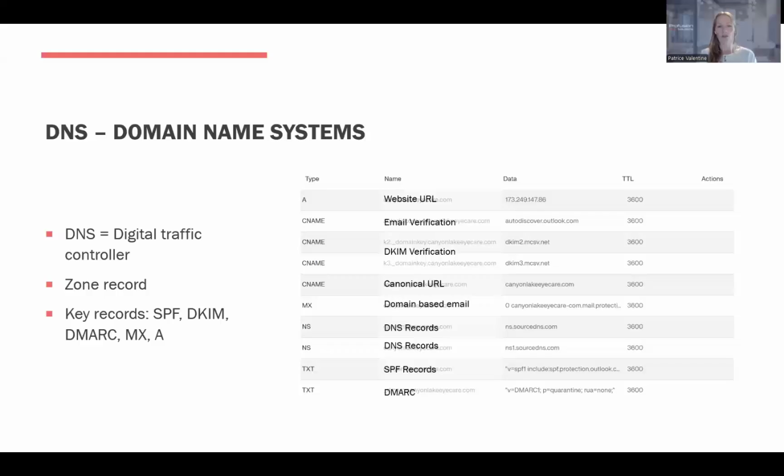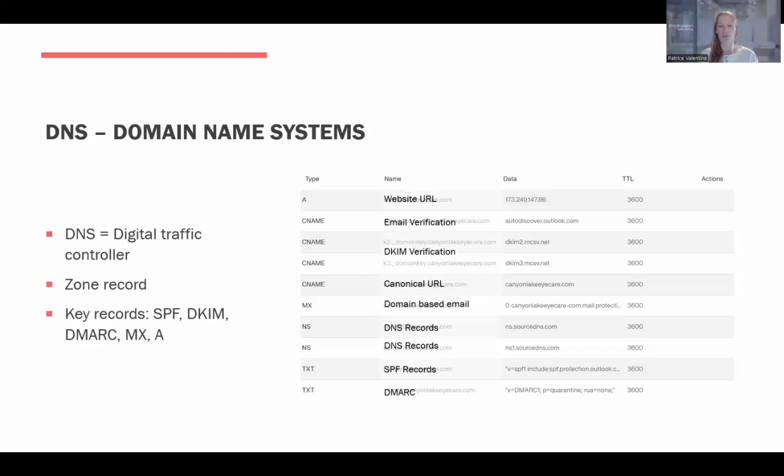Each one of these records has a different job. The A record is telling the browsers, like Chrome or Edge or Firefox, where to physically go when someone types in that web address.